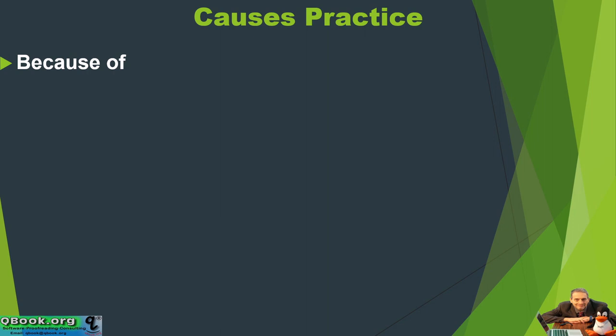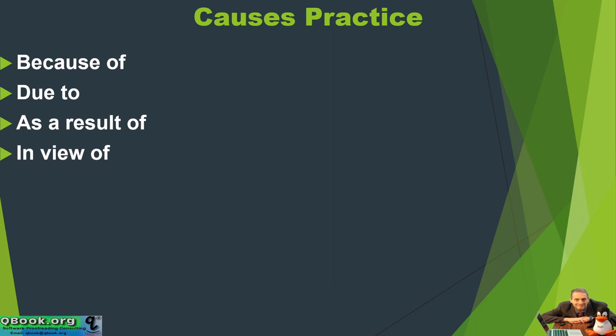Because of, due to, as a result of, in view of the low response rate, our survey. So this is the exact same idea. Because of the low response rate, our survey. Due to the low response rate, our survey. As a result of the low response rate, our survey. In view of the low response, our survey.